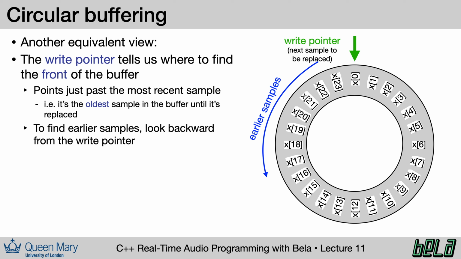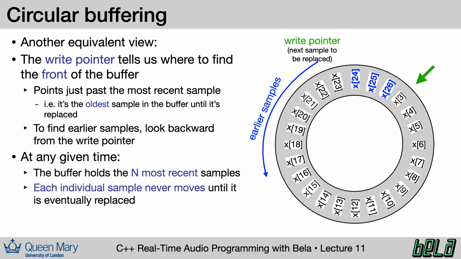And, as before, when we receive a new sample at the input, we're going to overwrite the oldest sample, which is what the right pointer points to. So in this case, x of 0 is replaced with x of 24, the right pointer advances, x of 1 is replaced with x of 25, the right pointer advances, x of 2 is replaced with x of 26, and so forth. And again, this buffer is always holding the n most recent samples, but each individual sample has never moved until it's eventually overwritten 24 samples later.